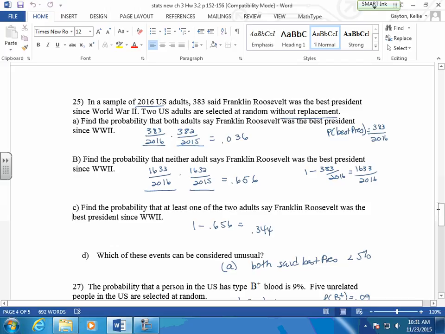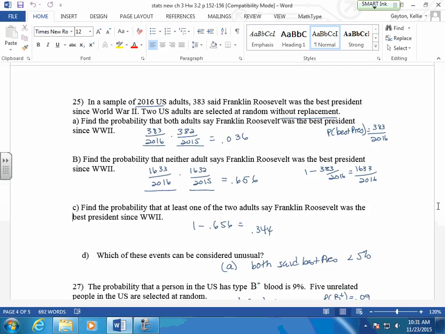Okay. In a sample of 2016 U.S. adults, now that's the number 2016, not the year. So the number 2016 U.S. adults, 383 said Franklin Roosevelt was the best president since World War II.